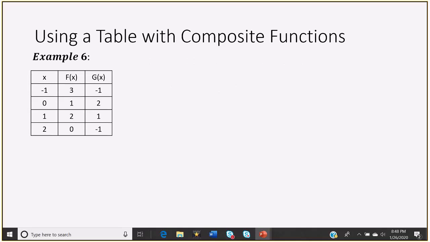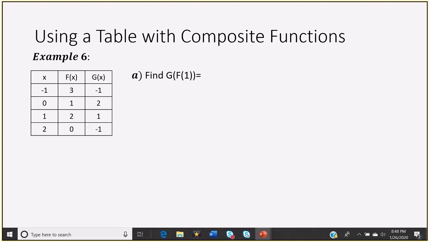Now, let's say that we don't have a nice function. We're not given an algebraic x squared plus 3 or something like that. All we're given is values. Well, we can still find a composition of functions. We can find g of f of 1, and we do that in a two-step process. So I find f of 1 first, looking at my table.